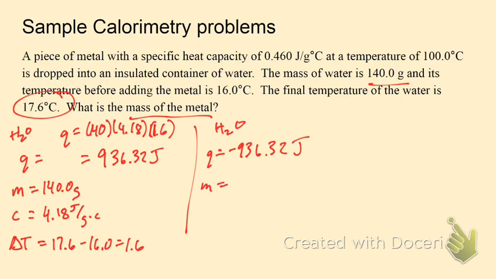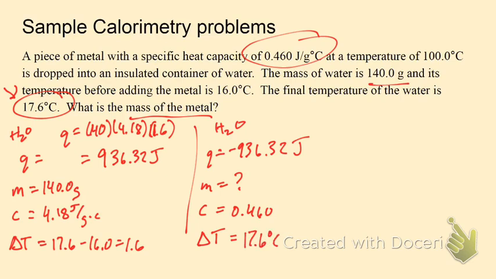We know the mass of the metal to be, that's what we've got to figure out. We know the specific heat is 0.460, and then the change in temperature, well, it ended up at 17.6 degrees Celsius. That's the temperature of the water, but if you think about it, after a while the water and the metal will end up at the same temperature, right? It will reach what we call an equilibrium. It started at 100 degrees Celsius, so 17.6 minus 100 is negative 82.4 degrees Celsius.